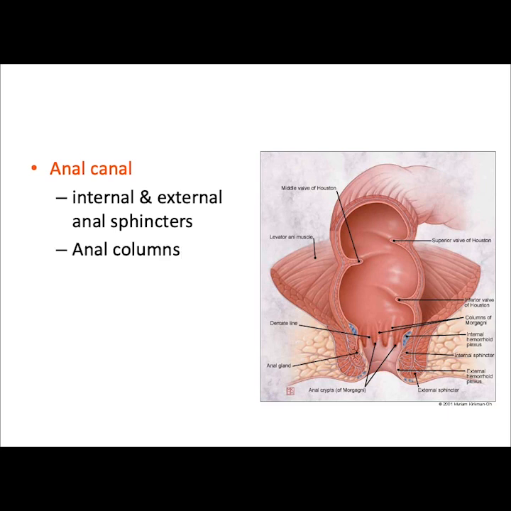Longitudinal ridges called anal columns are present, and these are anal columns of the mucosa. In between the anal columns, you have anal sinuses that release mucus to help lubricate as the feces goes through the anal canal. The opening is called the anus.